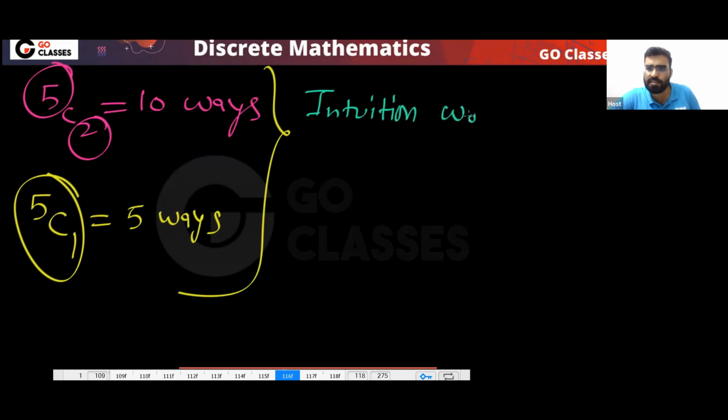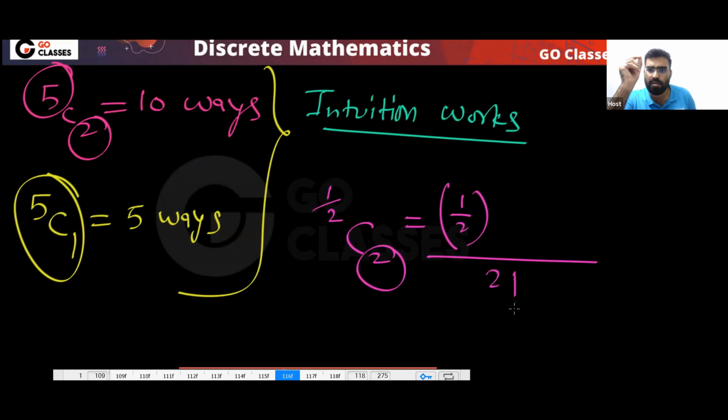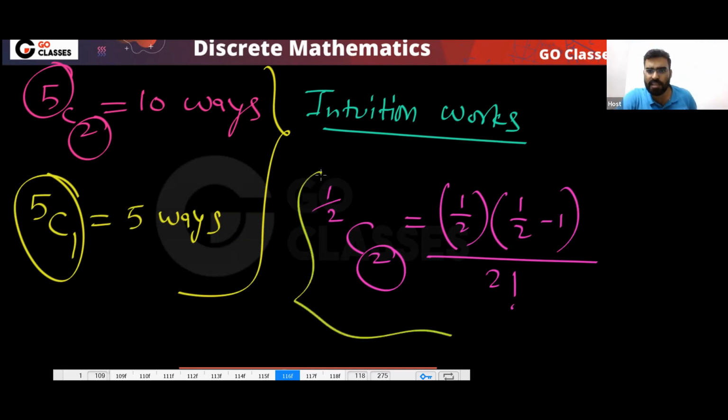Here intuition works. But when you do this, then intuition will not work. Now don't apply your intuition, just apply the formula. For example, if I ask you half C2, please don't apply the intuition. Now your intuition will not work. Only the formula will work. So you have to write 2 terms. So here intuition fails. There is no intuition here.